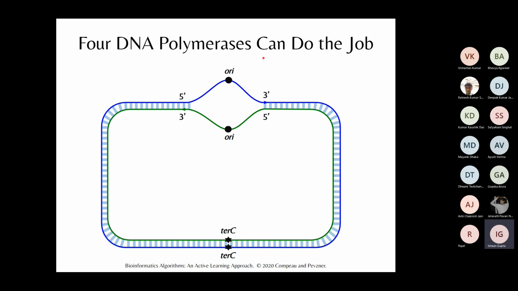So now let's look at the models of how DNA polymerases can work. So either you can have 4 DNA polymerases, right? Where one DNA polymerase goes in this direction, other DNA polymerase goes in this direction, the third one goes in this direction, fourth one goes in this direction. Is this correct? No, sir. Why is this not correct?